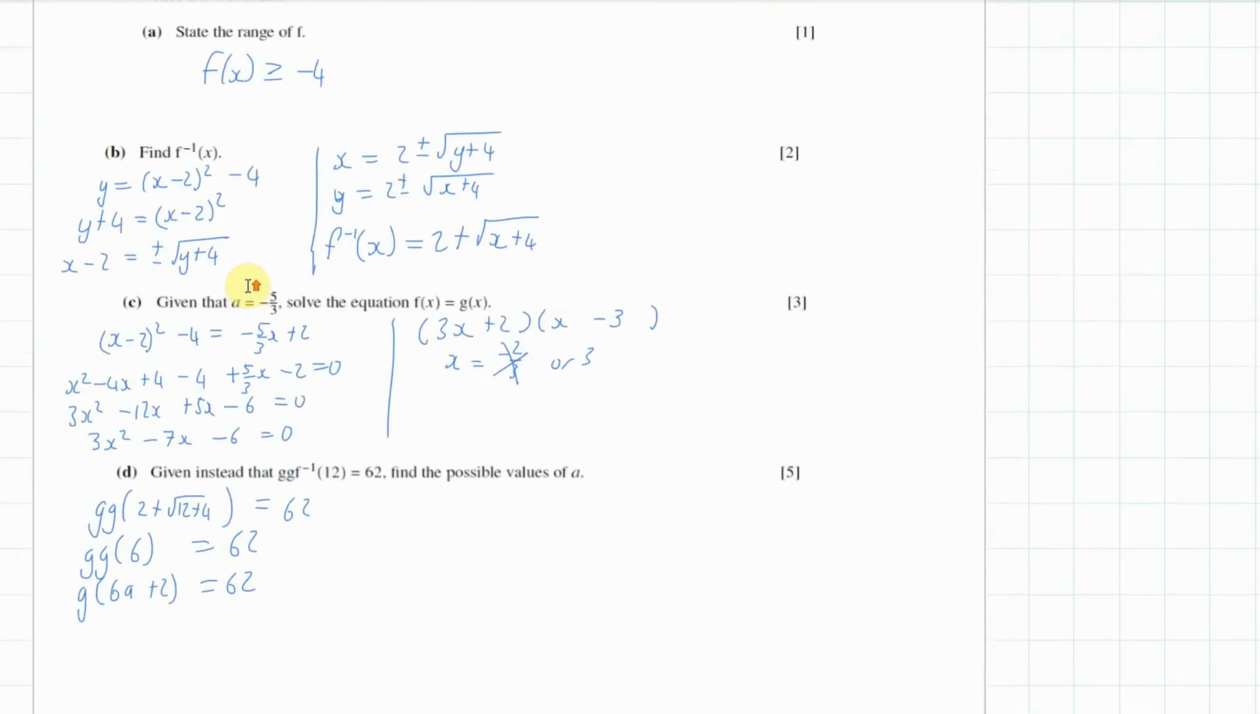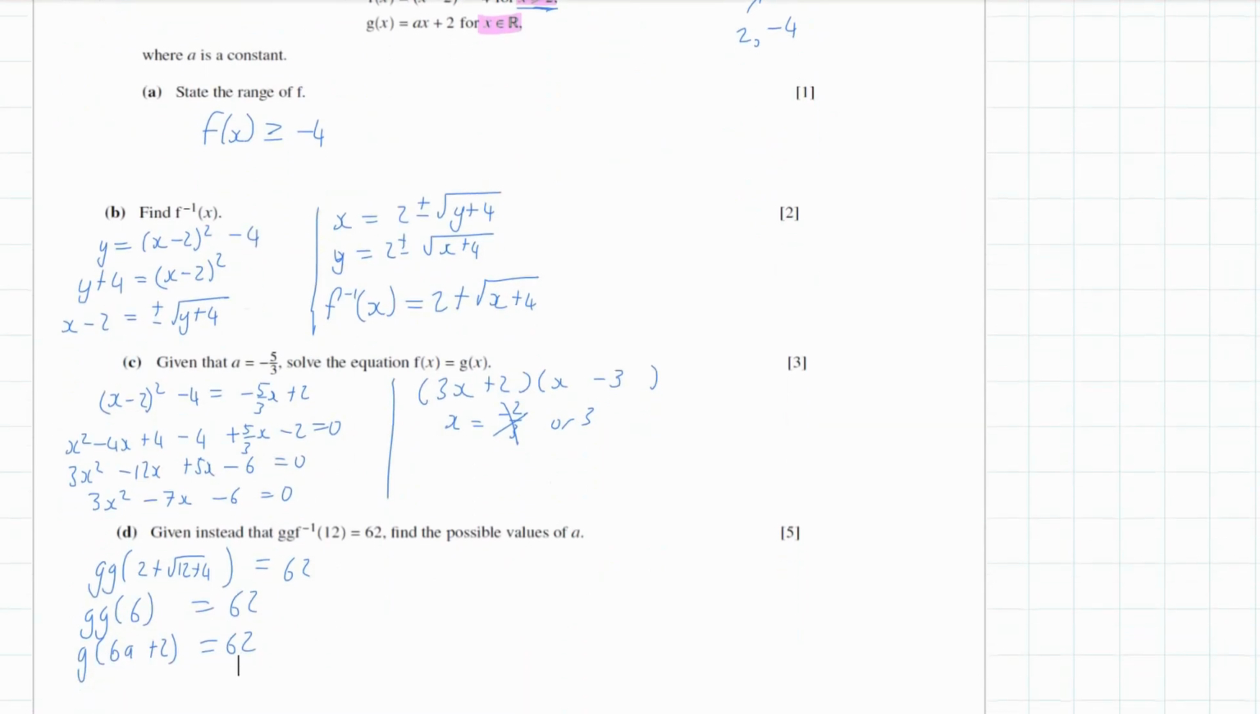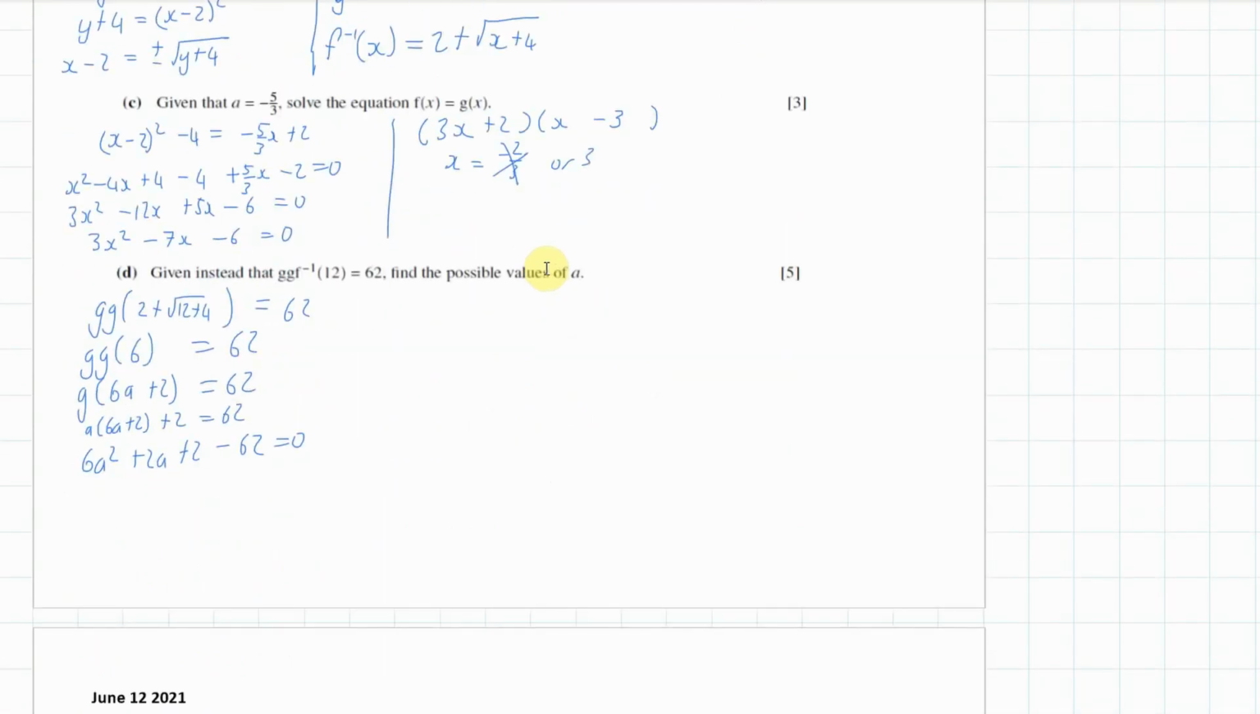And now the last step, we're running out of room. Let me just scroll down a little bit. We're going to put that 6a plus 2 as a value for x. So we'll have a into 6a plus 2, that's my x value in the last line, plus 2 equals 62. So we should get 6a squared plus 2a plus 2 minus 62 equals 0. So I just pull that all across the left hand side. And so finally I get 6a squared plus 2a minus 60 equals 0. Divide everything by 2. So we get 3a squared plus a minus 30 equals 0.